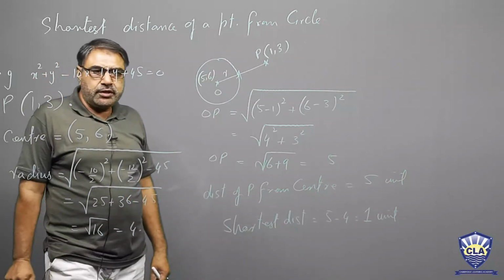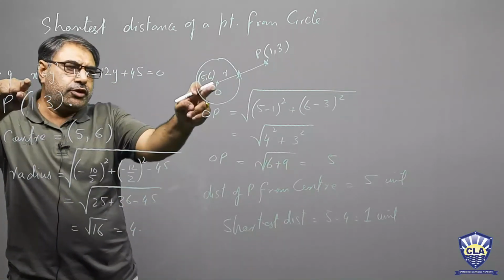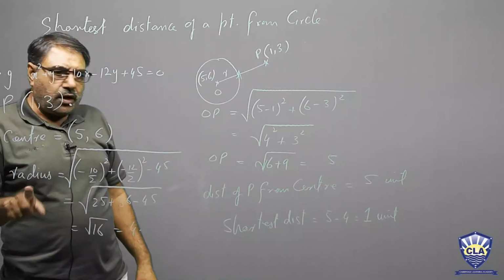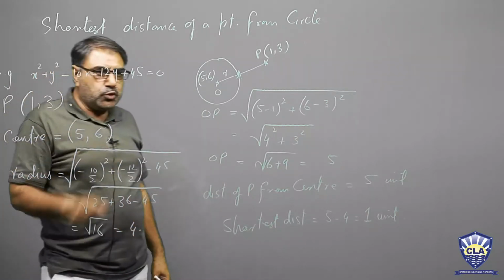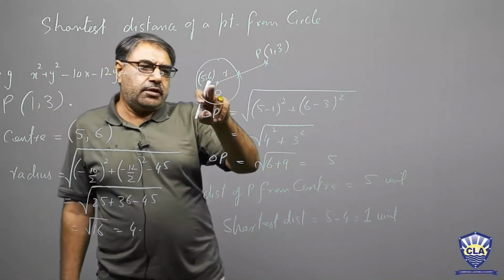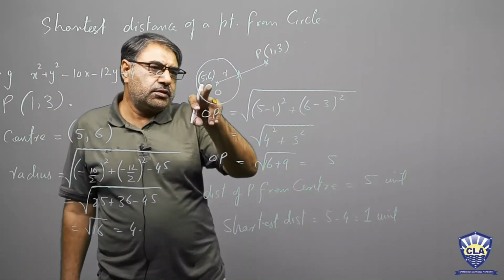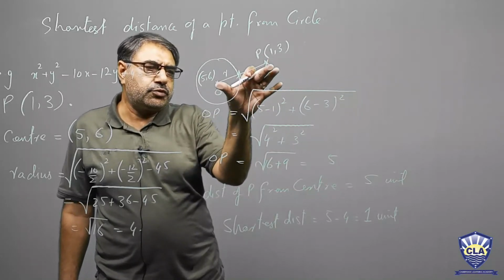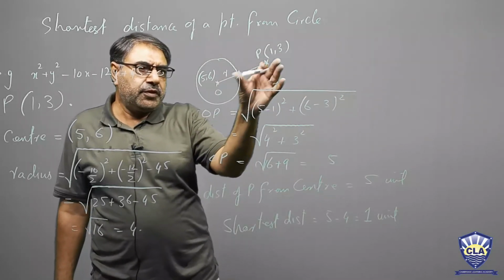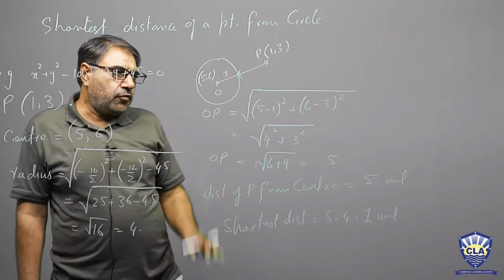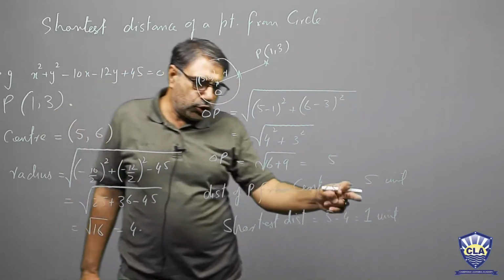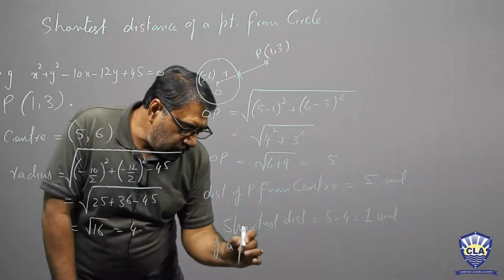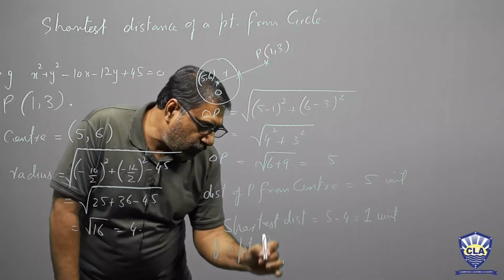Now use the idea. First of all, find the center of the circle and the radius of the circle. After finding this, use this idea that the center of the circle is with you and the point given. Find the distance with the help of distance formula. Then subtract the radius from this distance. You will get the shortest distance of a point from circle.